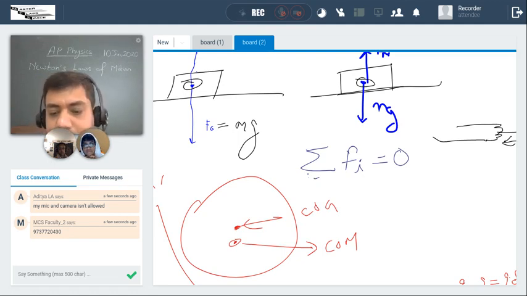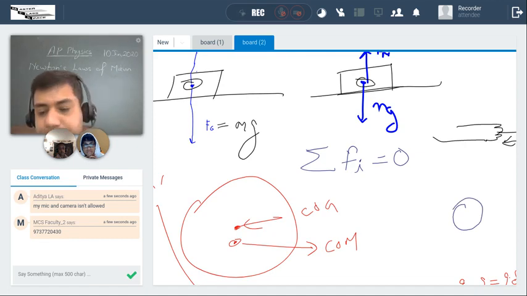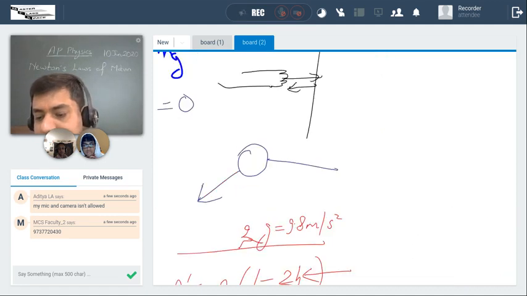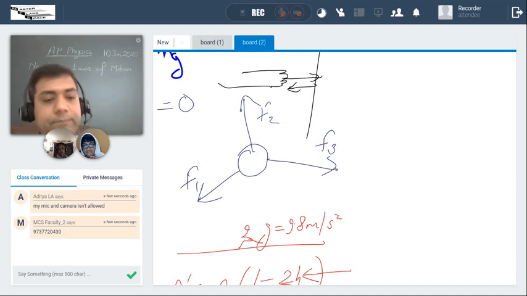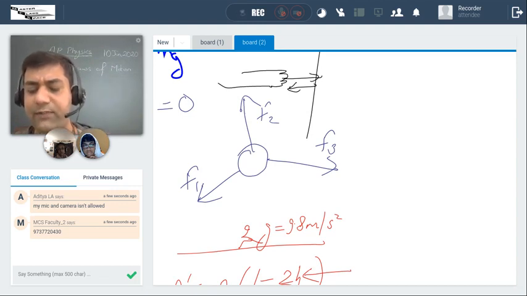I give you one example. Don't worry about this one. For example, my dear friends, this is the body. This body is lying on the floor. One is pushing this body, one is pulling this body from here, one from here, one from here. F1, F2, F3. My dear friends, this body is not moving, despite the fact you guys are pulling it by F1, F2, and F3.